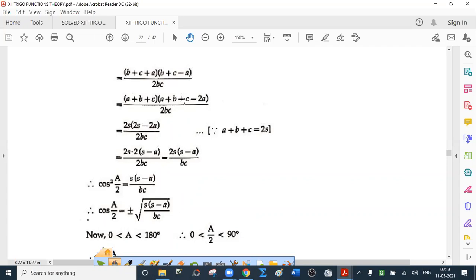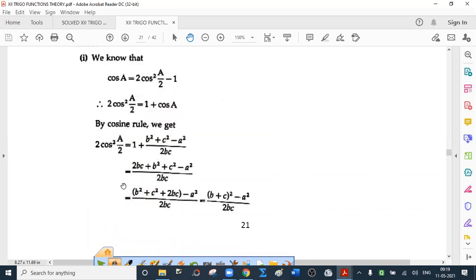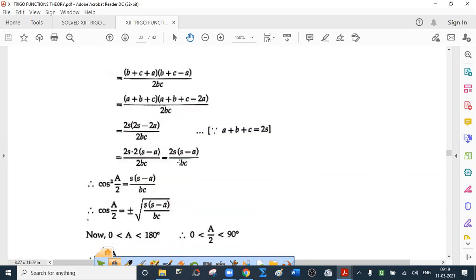So that A plus B plus C can now be replaced by 2S. So 2S into 2S minus 2A. Okay. So take 2 common and so on. So 2 cos square A by 2 is this. So it is cos square A by 2, S into S minus A upon BC. Now you may think what happens to this 2. See, LHS is 2 cos square A by 2. So this 2 gets cancelled with that 2, to get cos square A by 2 equal to S into S minus A upon BC.